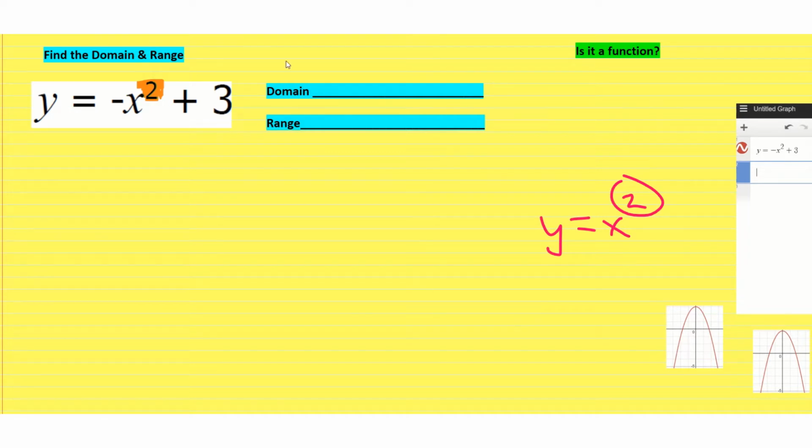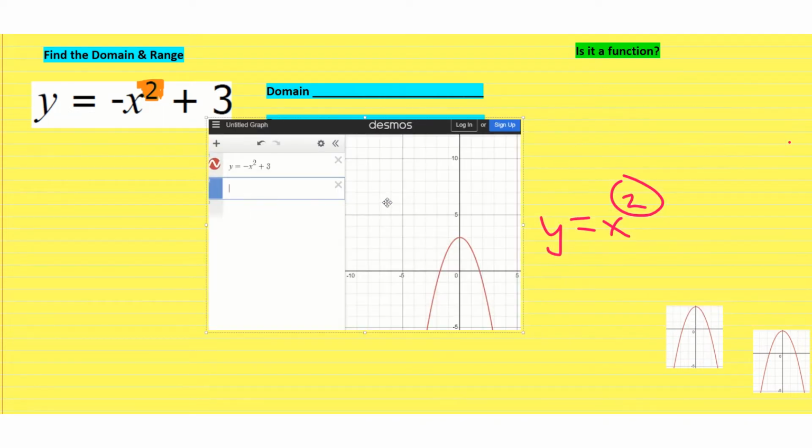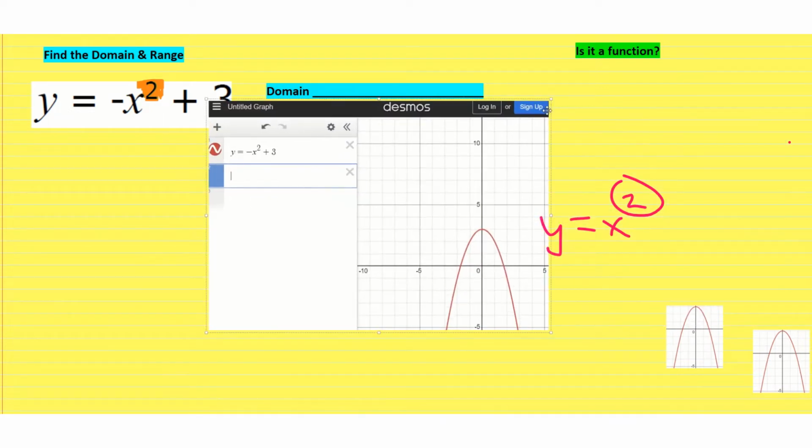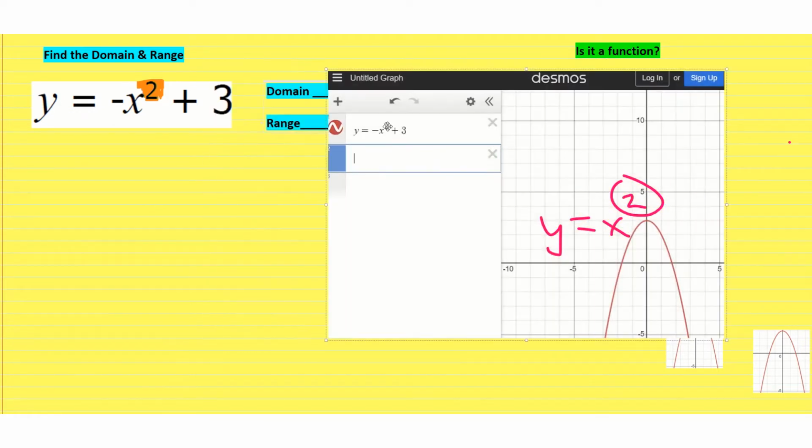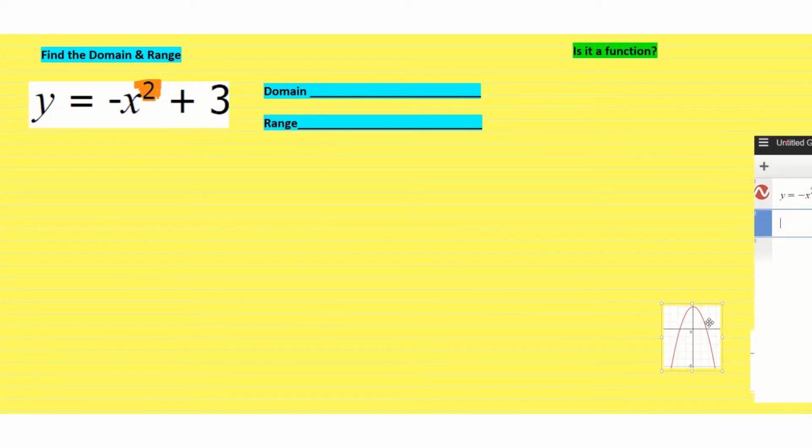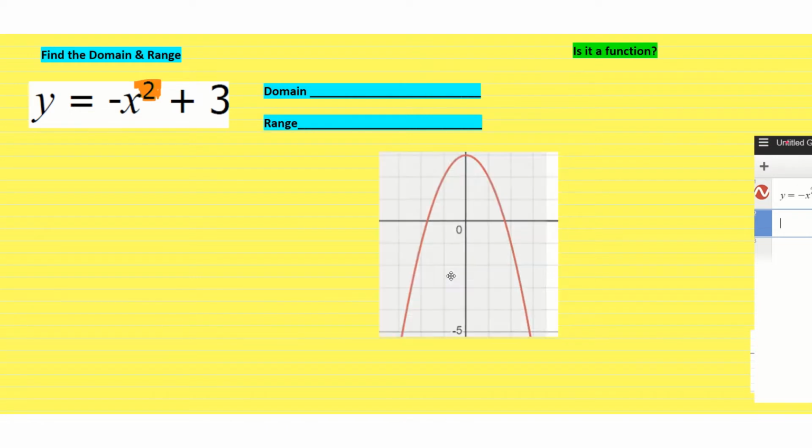Let's look over here at our Desmos screen that I've pulled up. You can go to desmos.com and you can put in our equation here. If you notice, I've already done that. y equals negative x squared plus 3, and we can see our graph here. Let me get rid of this stuff. Okay, so this is what our graph looks like in Desmos. But let's pull up just the graph part.